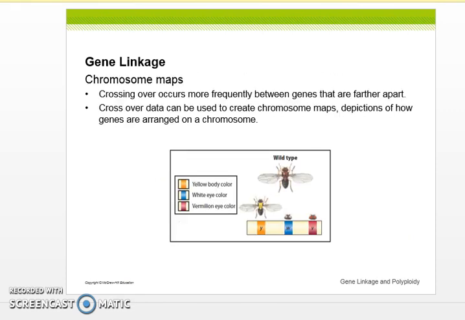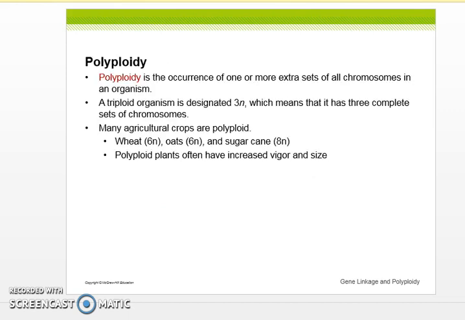Crossing over occurs more frequently between genes that are farther apart. Crossover data can be used to create chromosome maps, which are depictions of how genes are arranged on a chromosome. So here you can see there's a type of fly, right? And we can see that we have a wild type. And this stands for yellow body color, white eye color, vermilion eye color. Now that's going to come in handy later if we do an independent lab.